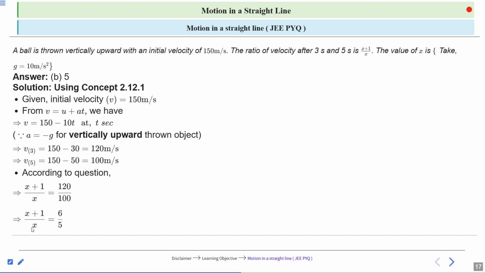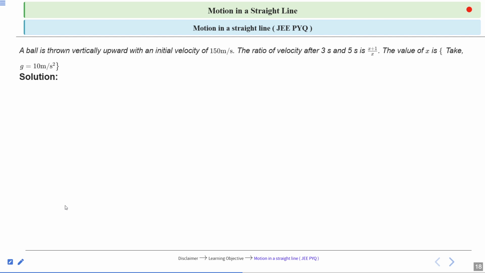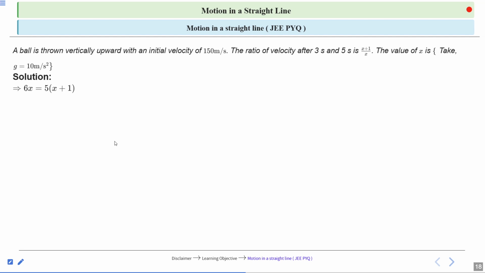So x plus 1 divided by x is equal to 6 by 5. So 0 0 cancel out. 2 6 is 12 and 2 5 is 10. So it will be 6 by 5. So 6x is equal to 5 into x plus 1, and 6x is equal to 5x plus 5. So 6x minus 5x is equal to 5. So x will be 5. Clear?